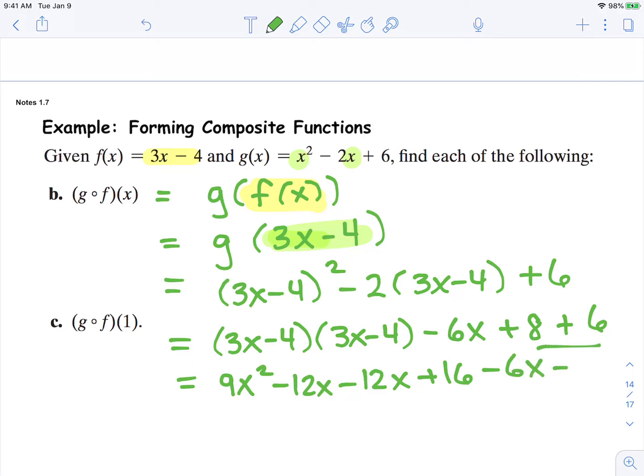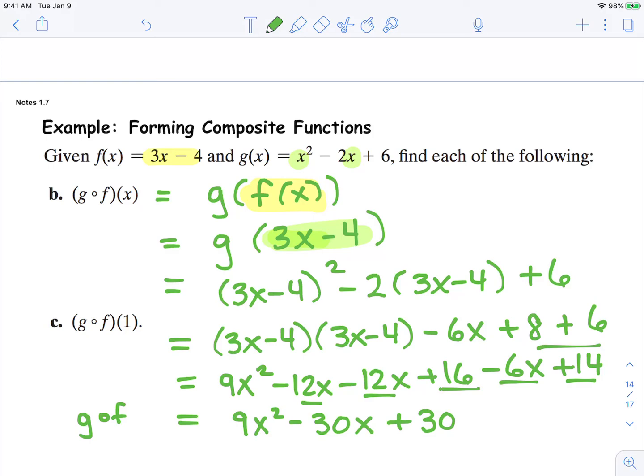I'm going to combine those together to give me 14. All right, put it in standard form. 9x squared, negative 12x, and negative 12x is negative 24x. Minus 6 more is minus 30x. Combine the 16 and the 14 to give us 30. So this is the g of f of x.